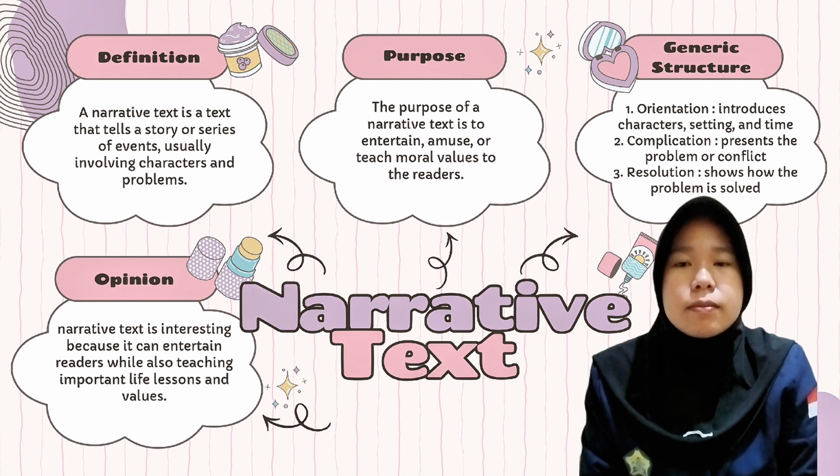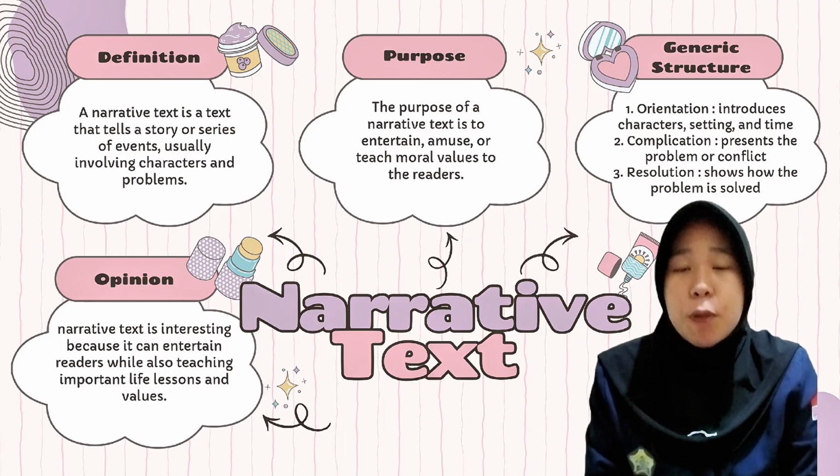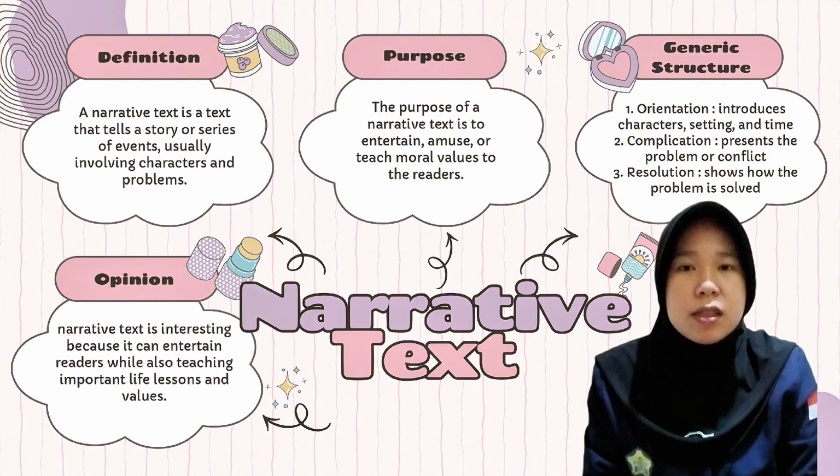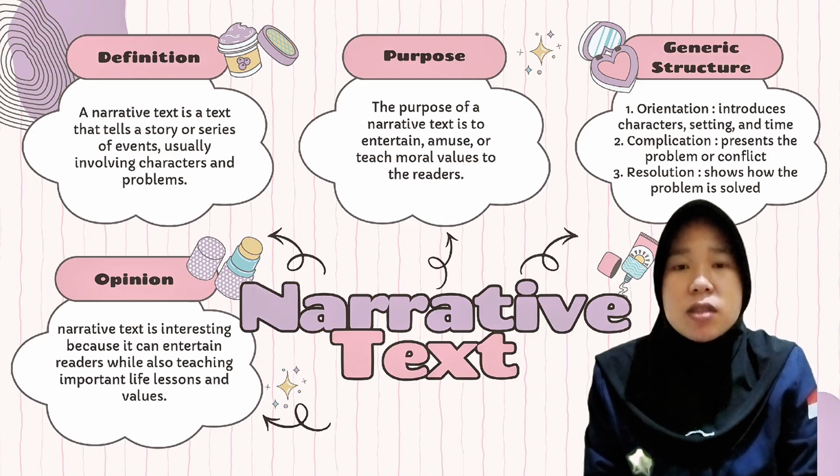Now, let's move on to the generic structure of narrative text. Narrative text usually has three main parts. The first one is orientation. This part introduces the characters, setting, and time of the story. It tells us who is involved, where the story happens, and sometimes when it happens.